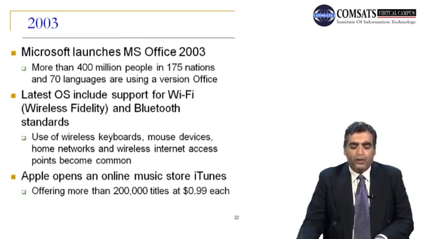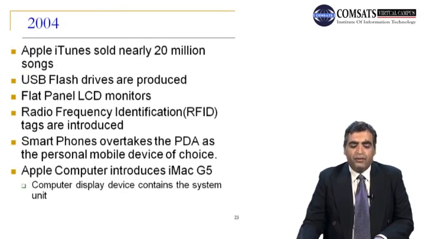In the same year, Apple opens an online music store called iTunes, offering more than 200,000 music titles at just $0.99 each. Or you can say 99 cents for a song. It becomes very cheap. In 2004, Apple iTunes sold nearly 20 million songs. On the hardware side, USB flash drives are produced, and it becomes very easy to transport data from one place to another.